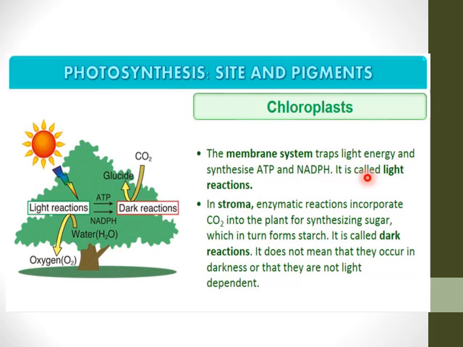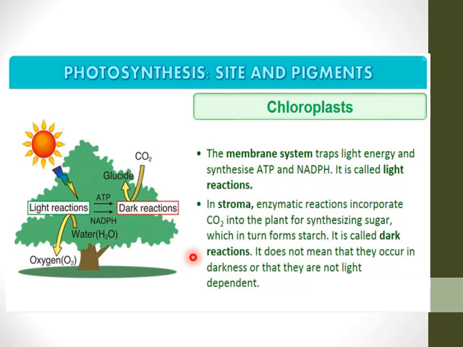One is the light phase, which is done in the membranous system, which traps the sunlight and synthesizes the ATP and NADPH, as you can see in this diagram. So the light reaction means when the light energy is received by the green parts of the plant, they synthesize the ATP, NADPH, and by utilizing this ATP, NADPH in the stroma, they synthesize the glucose.